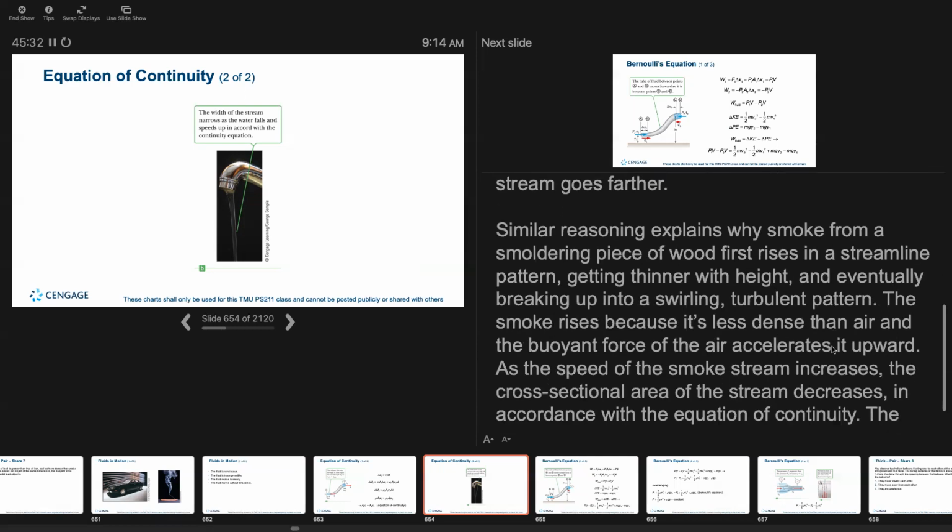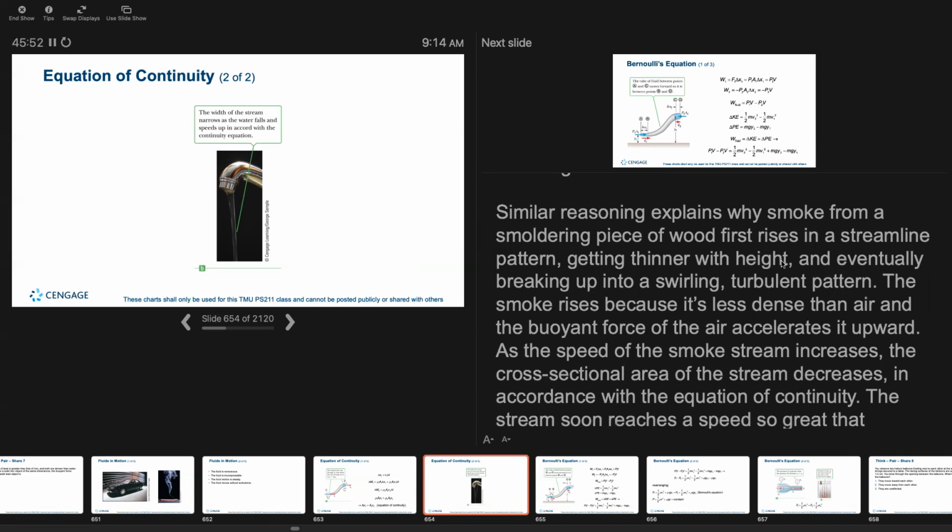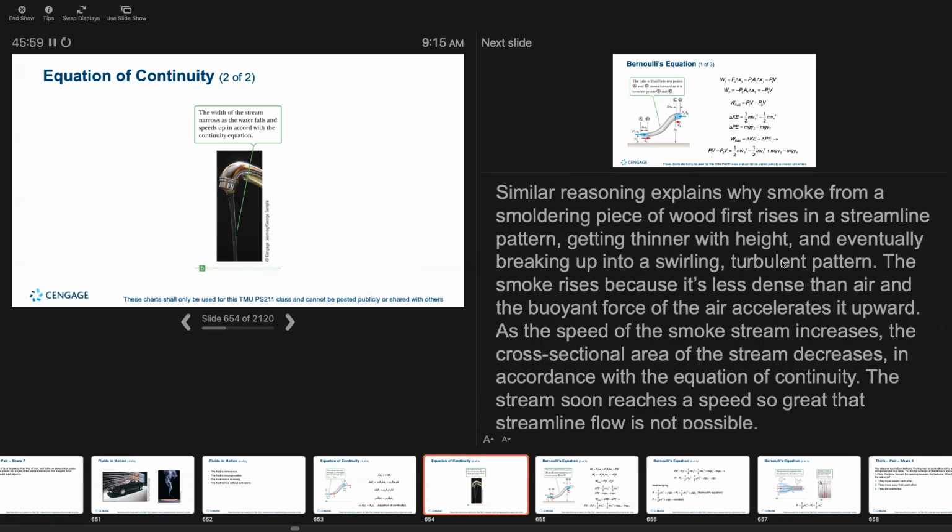Similar reasoning explains why smoke from a smoldering piece of wood first rises in a streamline pattern, gets thinner with height, and eventually breaks up into a swirling turbulent pattern. The smoke rises because it's less dense than air, and the buoyant force of the air accelerates it upward. As the speed of the smoke stream increases, the cross-sectional area of the stream decreases in accordance with the equation of continuity. The stream soon reaches a speed so great that streamline flow is not possible.